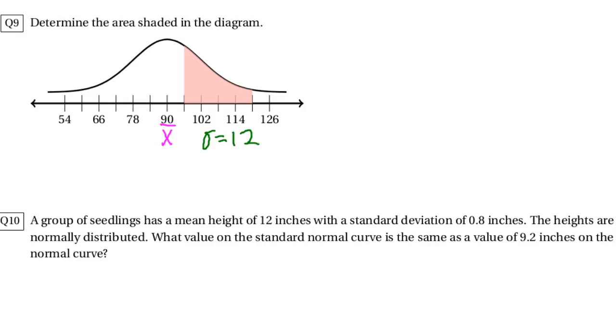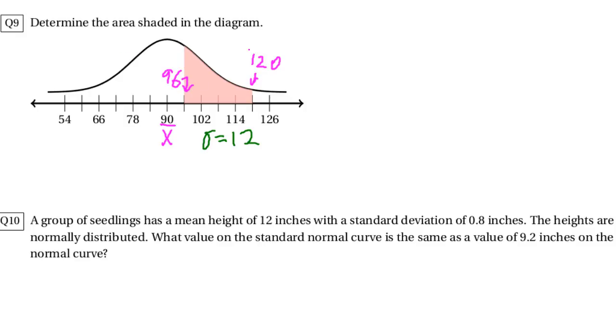Now, the reason that's important is because I need to figure out what this middle number is right here. So if I figure out what's halfway between 90 and 102, this middle number right here is the number 96. So I can say that this is 96. This boundary over here is halfway between 114 and 126. Let's see, if I think about that, that's going to be 120. So what they're asking really is, how do I find this shaded region between 96 and 120?